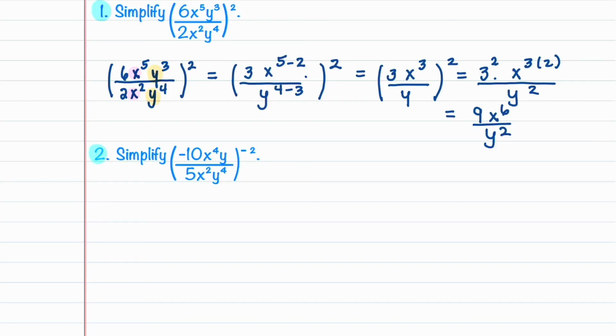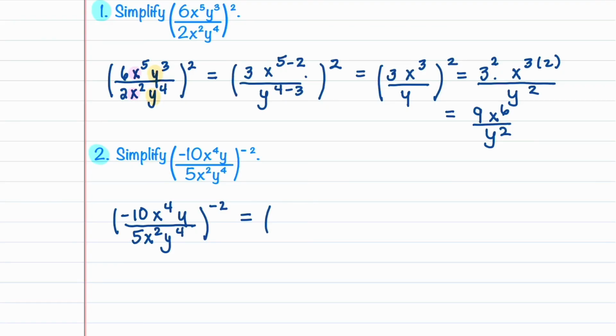Let's do another example. I chose this one because it has a negative exponent in it. We'll start by writing down our problem. We have a minus 10 x to the 4th y, all divided by 5x squared y to the 4th raised to the minus 2 power. I always tell my students, whenever you have a complicated expression and you write it down, before you go on, just double check that you've written it down right. And we have, so we can go ahead and go on.